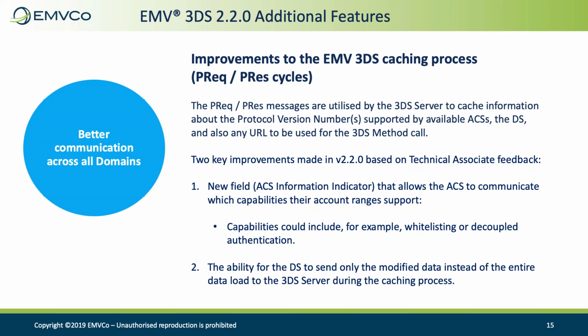Two key improvements were made in version 2.2.0 based on technical associate feedback. One, a new field, ACS information indicator, that allows the ACS to communicate which capabilities their account ranges support. These capabilities can include whitelisting or decoupled authentication. And then secondly, the ability for the DS to send only the modified data instead of the entire data load to the 3DS server during the caching process.